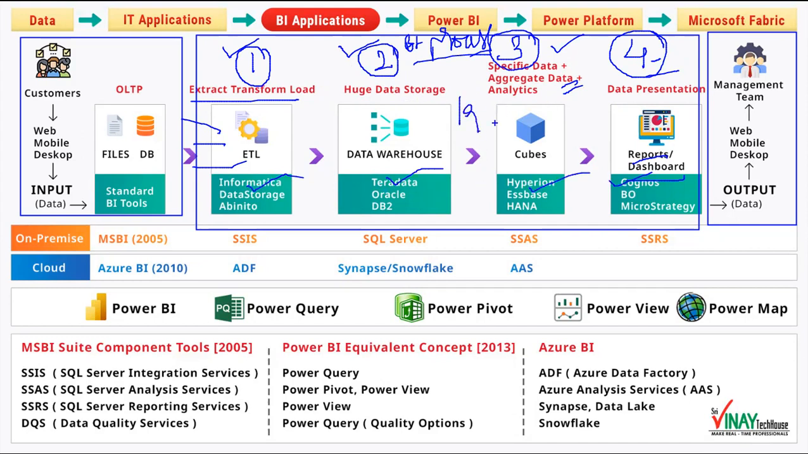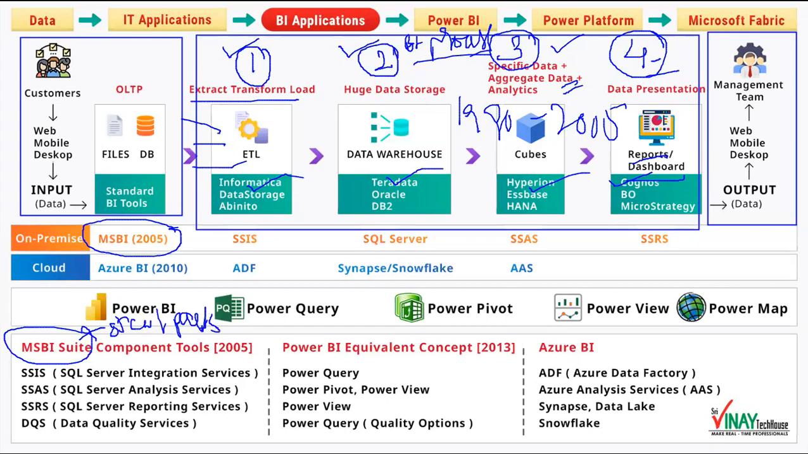So from 1992 till 2005, all companies used multiple tools, multiple resources to implement a BA process. And after 2005, it got reduced because Microsoft gave the MSBA suite. Suite can also be called stack. Some people say pack. And this has three major tools. The first tool, integration services. The second tool, analysis services. The third tool, reporting services.